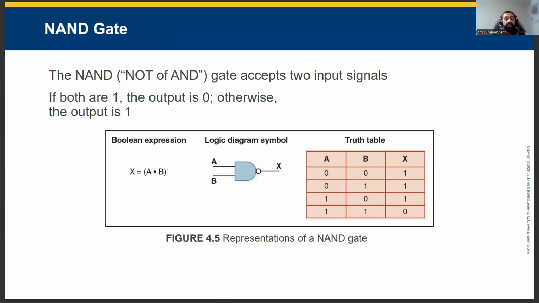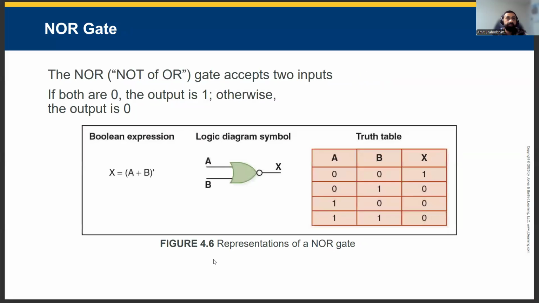NAND gate. NAND is not of AND. Outputs 0 when all its inputs are 1. Otherwise, it outputs 1. Draw it like an AND gate with a small bubble at the output. NAND's popularity comes from an ease of fabrication and universality. With just NAND gates, you can construct NOT, AND, OR, and everything beyond. Many real chips are largely built from NAND structures.